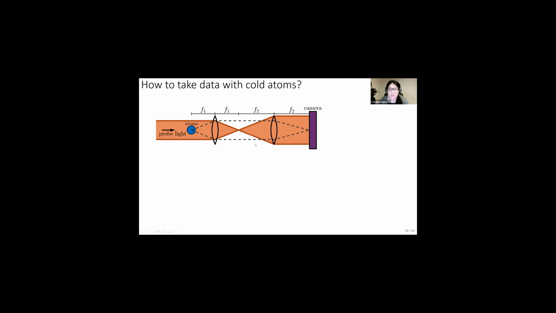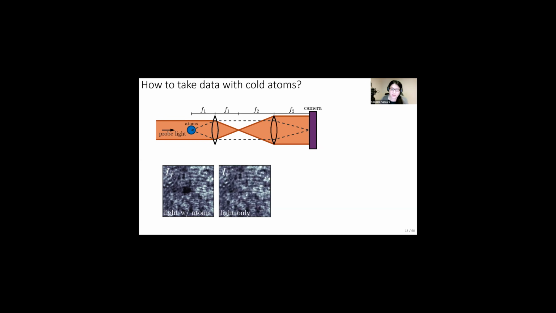In practice, what this means is I take a picture with the atoms. Here's a picture on the camera where I've turned on the light and there are atoms. What you can see here is that there's a little shadow at the center, which corresponds to the fact that the atoms are absorbing some of this light. I'll then take a reference picture where there are no atoms. I'll also take a dark picture for background subtraction.